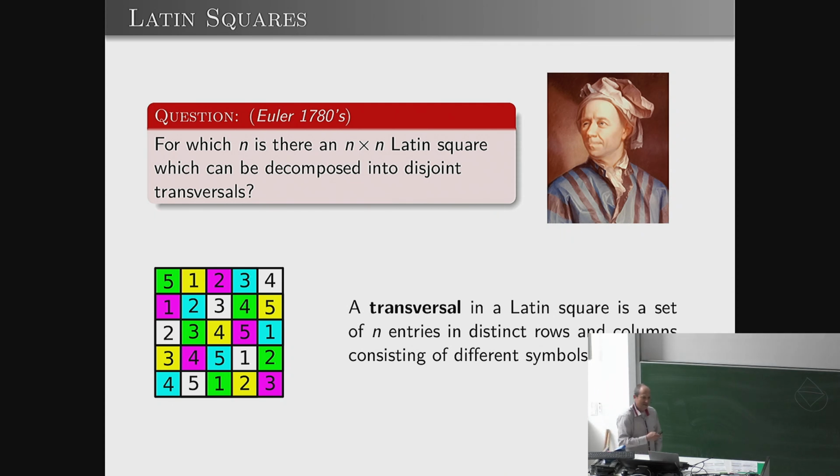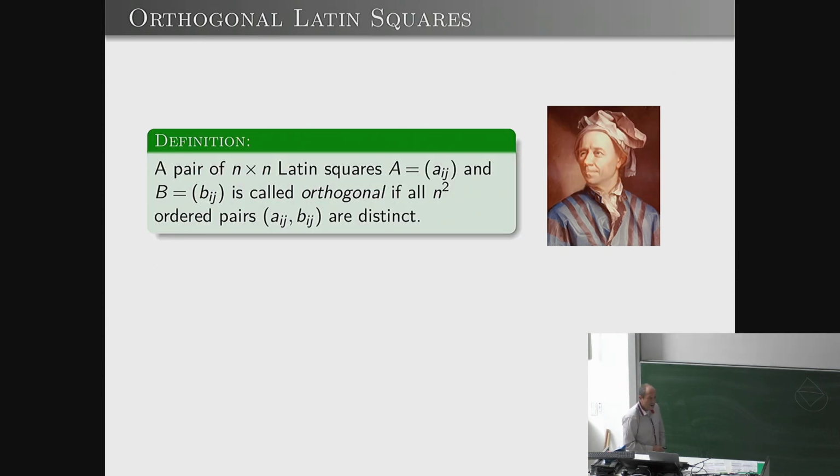Now actually there is another cool way to state this problem. What Euler was actually interested in is a so-called pair of orthogonal Latin squares. Imagine you have two Latin squares of the same size, n by n, and you want to superimpose them. If you put one on top of another, then every square will contain a pair of numbers. The Latin squares are called orthogonal if all these n squared pairs are distinct, right? So potentially you get n squared pairs.